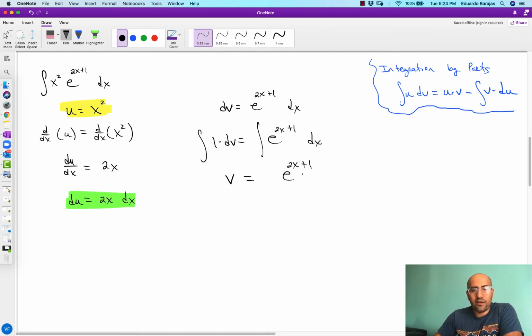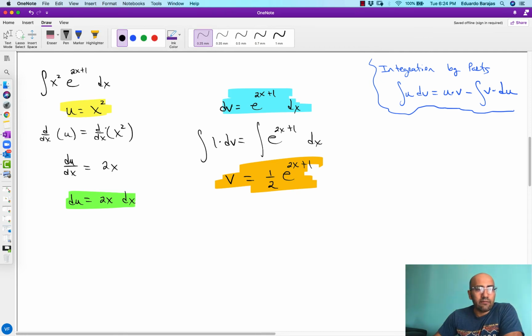This is just going to be equal to e to the 2x plus 1. And then by the chain rule, when I take the derivative of this function, I'll still have times the derivative of 2x plus 1, which would be an extra term of 2. So I know I have to fix it by adding a 1/2. The derivative of this is going to be equal to that. So I have my dv there, and now I have my v there.